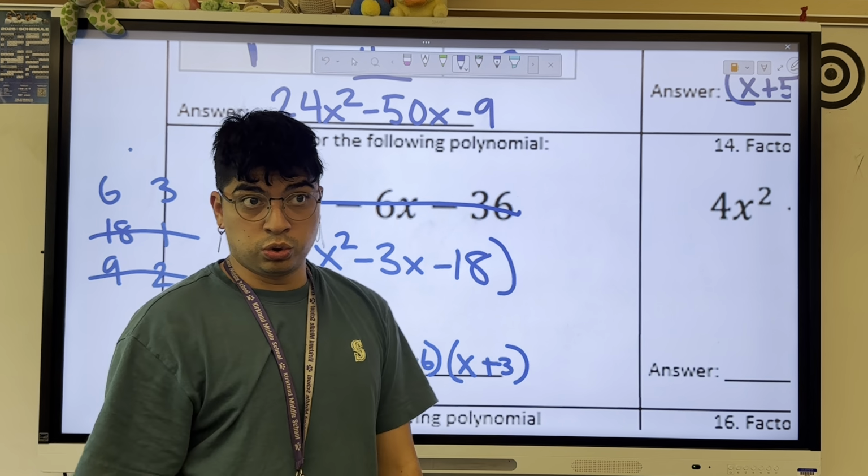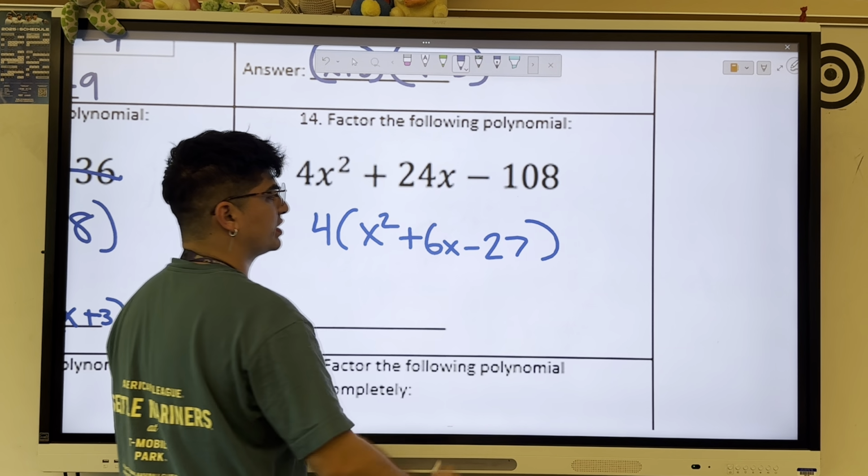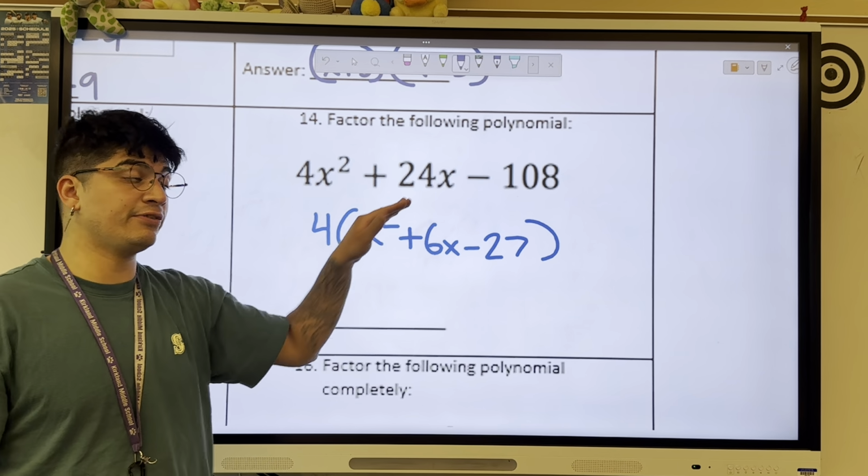On this one, again, figuring out what we can divide out immediately. I can divide by 4. So I'm going to take 4 out of my thing right here. So I have x squared plus 6x minus 27. Because again, I divided all 3 of these by 4. So these are all going to be my new things that I have here. Final answer is going to have a 4 on the outside.